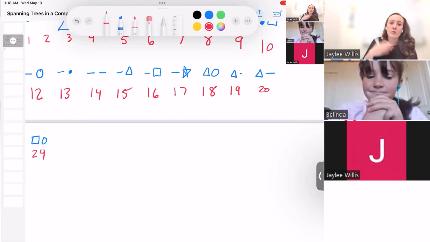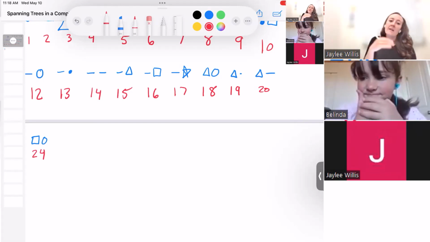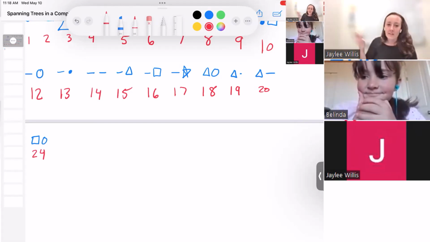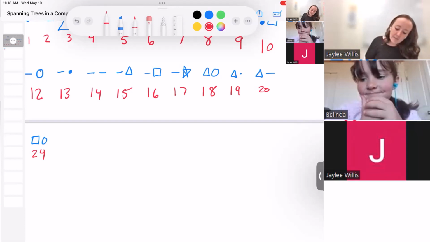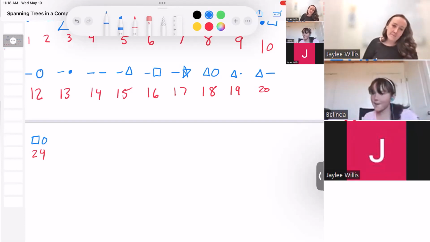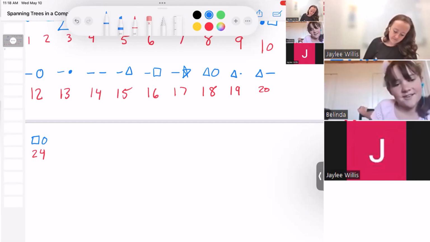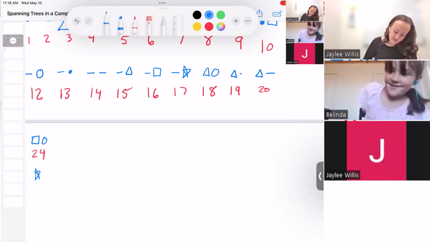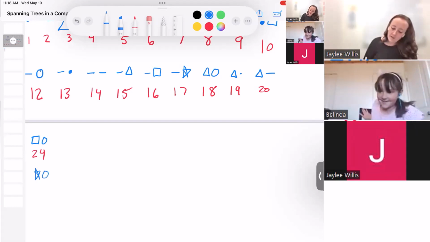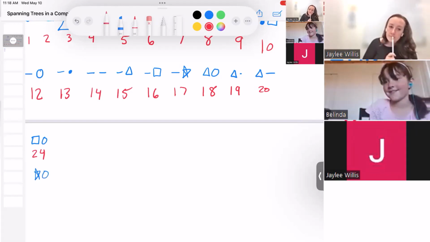Then we'd have square T dot, square T line, square T triangle, square T square, like we'd have all of these things. And then what would our next T be? It would be starry. Yeah, starry. Star T. Okay, awesome. And what does star T equal?